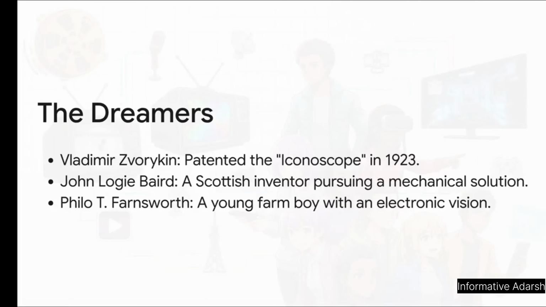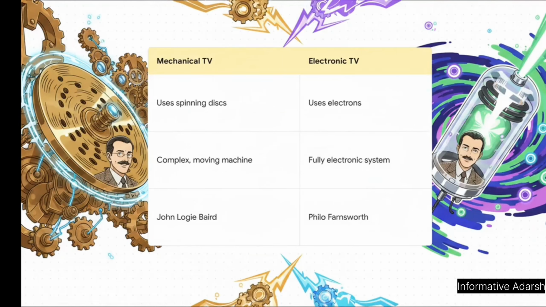So this race had a few key players. You had Vladimir Zworykin, who was doing some really important work with electronic tubes. But the story we're going to focus on really boils down to two guys with two totally different ideas. On one side, you've got this wild mechanical contraption from a Scottish inventor, John Logie Baird. And on the other, a completely radical electronic idea from, you won't believe this, a farm boy from Utah named Philo T. Farnsworth.